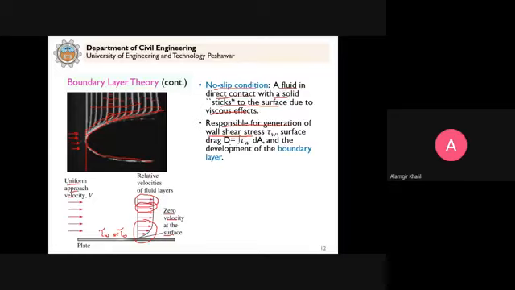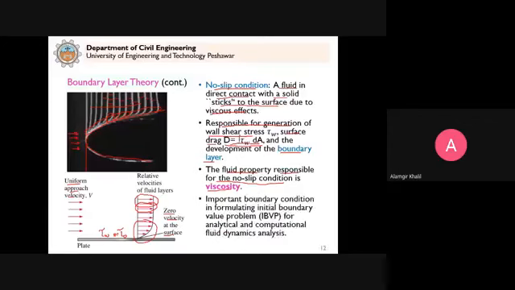And this is how the drag force that we studied, you integrate for the entire surface, we can calculate the surface drag force and development of the boundary layer. So the fluid property that is responsible for all this, the no slip condition, and important in the boundary layer, that is the viscosity. And this concept which I'm trying to explain, this is a very important boundary condition in formulating initial boundary value problems for analytical and computational fluid dynamics analysis.